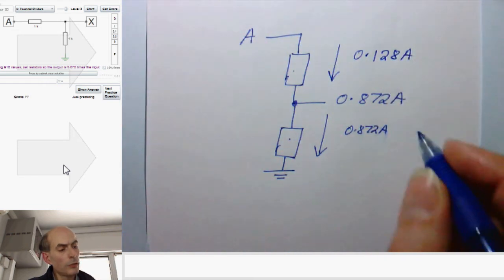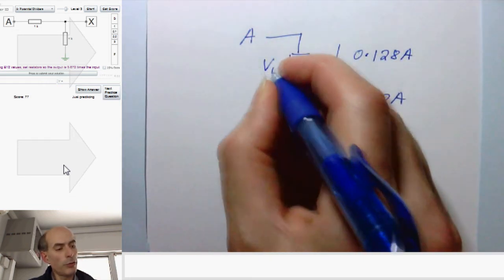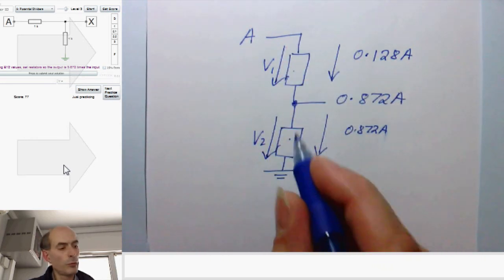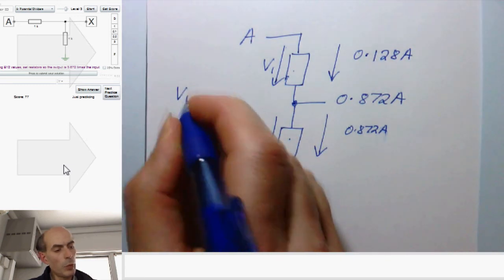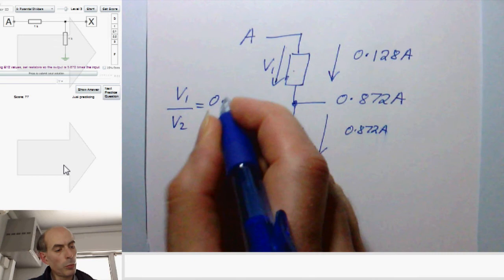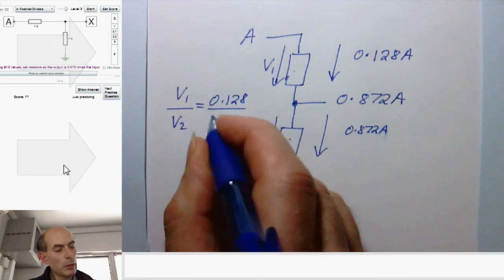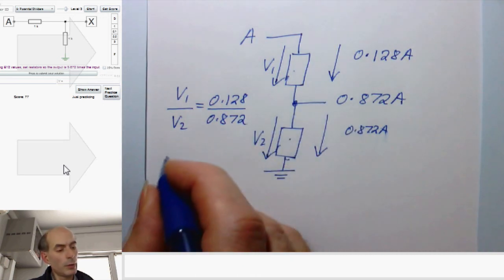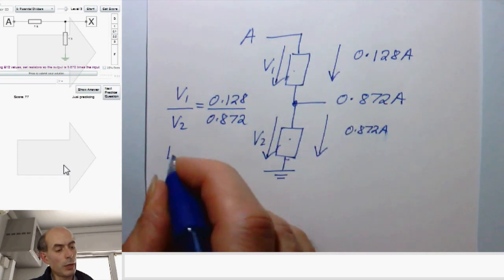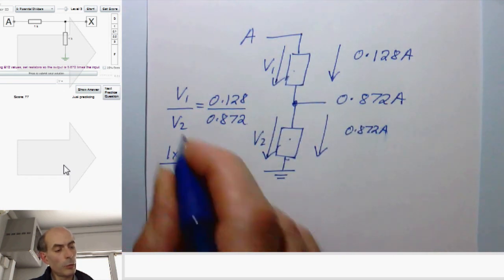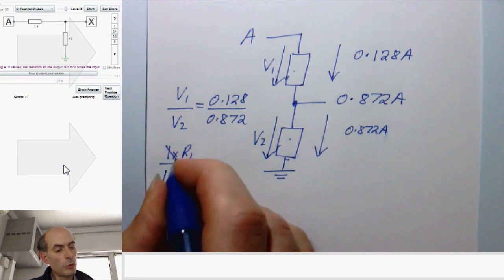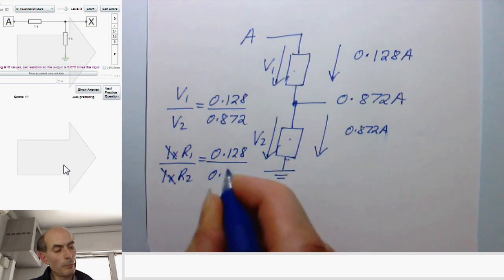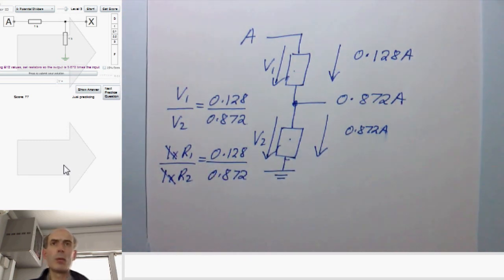0.128A. So the ratio of the voltage drop, if I put this as V1, voltage drop across that resistor, and this V2, voltage drop across this resistor, then V1 over V2 is 0.128 divided by 0.872. And because it's the same current, I could write the voltage here as I times R1. Voltage 2 is I times R2. The two I's, the currents, cancel, and the ratio of the two resistors must be the same as well. Right, what is that ratio?